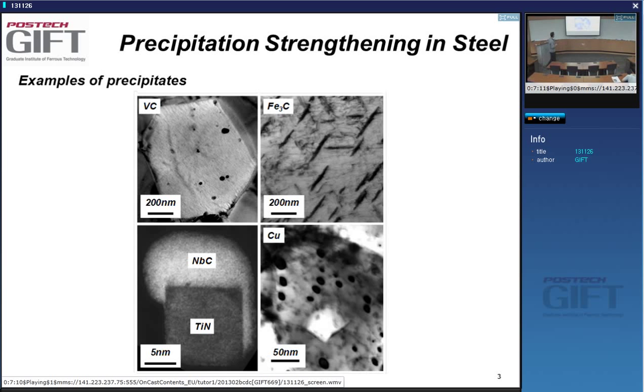So some examples. First of all, up there in the corner, vanadium carbide is an example of a precipitate in a high-strength, low-alloy steel. So you can see a ferrite grain, clearly, and then the vanadium carbide particles embedded in the grain. A very common precipitate in steel is carbide. It's cementite. And so that particular image is of a martensite lath, which contains small precipitates of cementite.